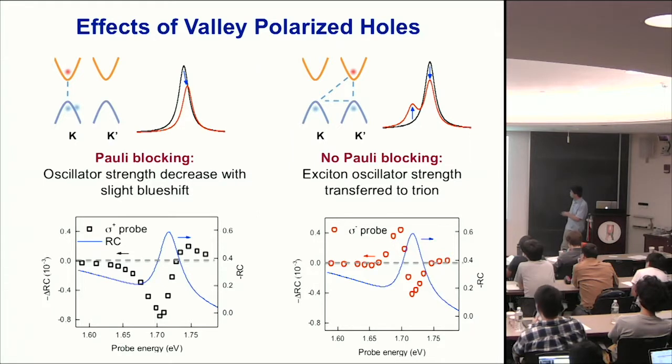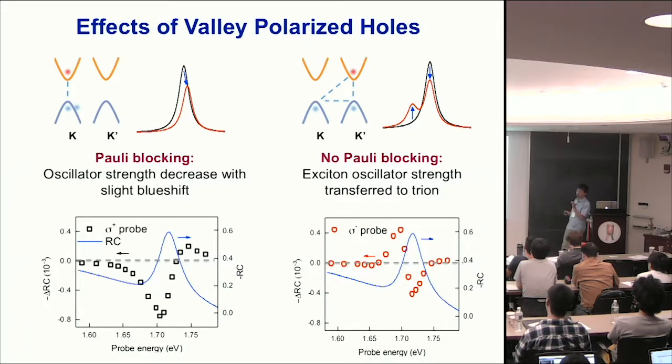In this case, what you can see is there's a reduction in the exciton absorption, and then there's an increase of absorption at lower energy that actually corresponds to an increase of trion absorption. And very importantly, if you look at the positive area and the negative area, they largely cancel each other. That basically means there is really no Pauli blocking effect for the sigma minus probe.